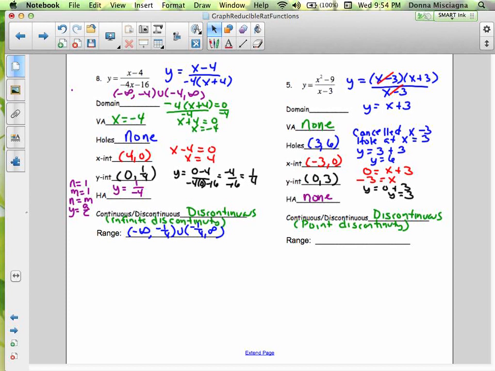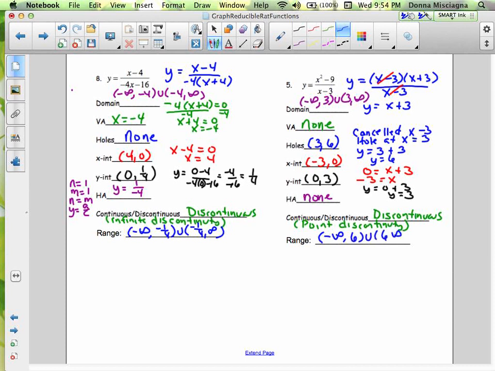So from the domain, we're going to have to take out that hole. So this will be negative infinity to 3, and 3 to infinity. And from the range, we're going to have to take out the y-coordinate of the hole, because if x can't be 3, y can't be 6. So negative infinity to 6 and 6 to infinity. So that's it. We're all done.